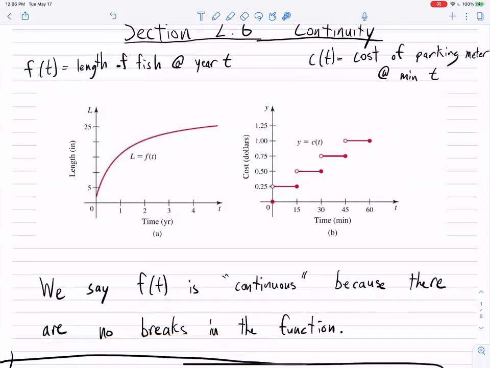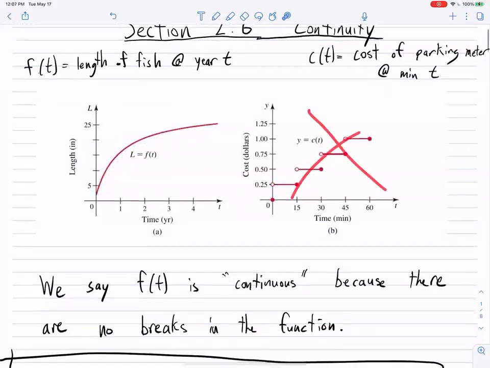Another way you could think about this is when you draw this function, you do not lift up your pen. You just do it in one continuous stroke. Whereas here, in order to draw this function, I have to lift up my pen to get to each next one. And so this is continuous. This is not continuous, not continuous.